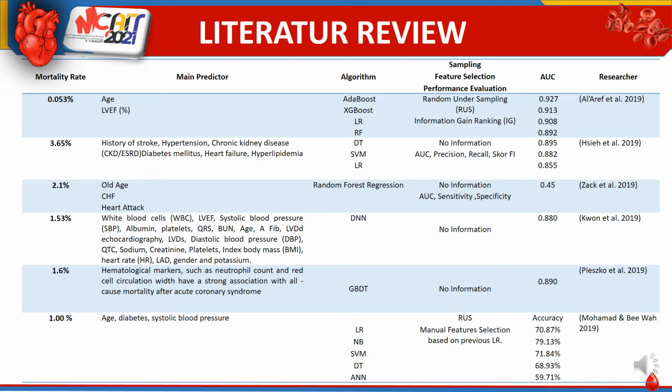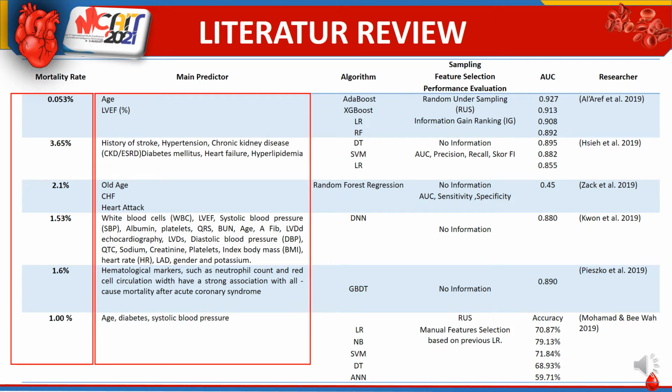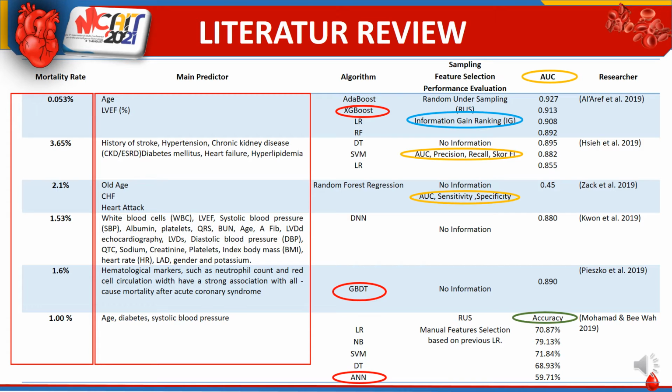This literature review met my study requirement. The similarities are low mortality rate, the same general objective of finding predictors of deaths, algorithms such as gradient boosted trees and ANN, information gain ranking for feature selection, and AUC, recall, F1 score, sensitivity, specificity, and accuracy for performance evaluation.